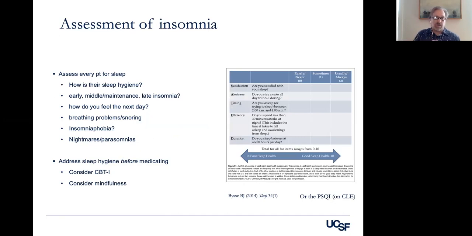And then when we talk about identifying insomnia, we usually talk about early insomnia, which is insomnia at the beginning of the night where they can't fall asleep, middle or maintenance insomnia where they're waking up in the middle of the night, or late insomnia, which is usually the last hour before they would normally get up when they wake up and can't fall back asleep.